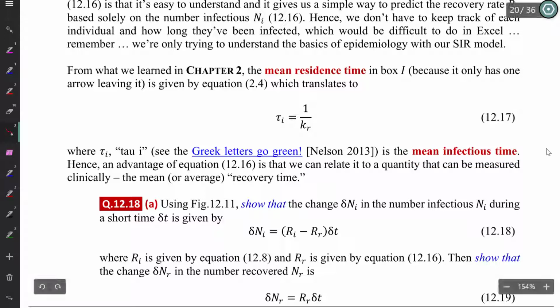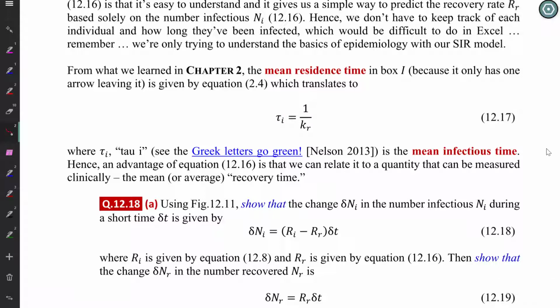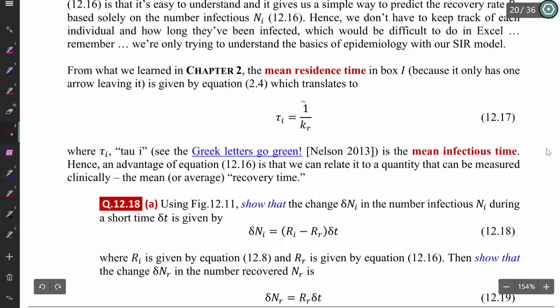And the way you calculate it, it's this Greek letter tau, and I have a video here, the Greek letters go green, that talks about how Greek letters are pronounced and written. Anyway, so here it is. Tau I is just the mean amount of time that somebody's infectious. Another way of thinking about that is how long after they become infectious does it take for them to recover? And it turns out that because of the way the math works, it's really quite simple. It's just the inverse of the rate constant Kr.